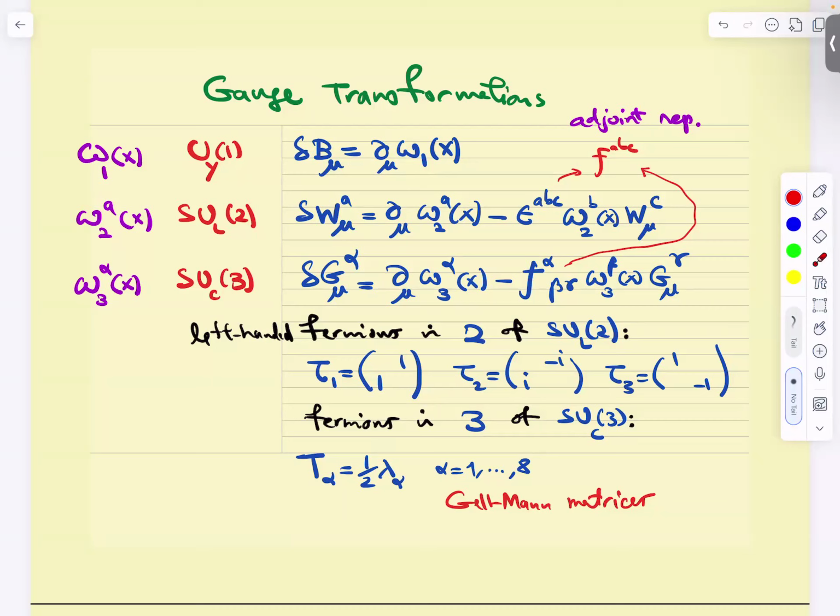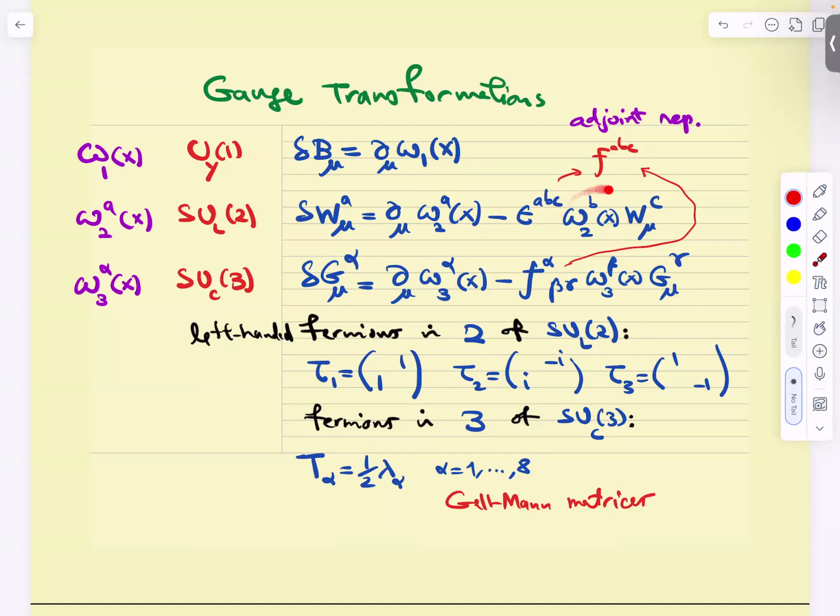For SU(2) left, the gauge boson transforms this way. What is this part? Yeah, so these are the structure constants of SU(2) in the adjoint representation. This is a covariant derivative, right? Because SU(2) is a non-abelian gauge theory. Non-abelian groups have a non-trivial adjoint representation. Remember, they have ghosts. That's why there were ghosts, right?